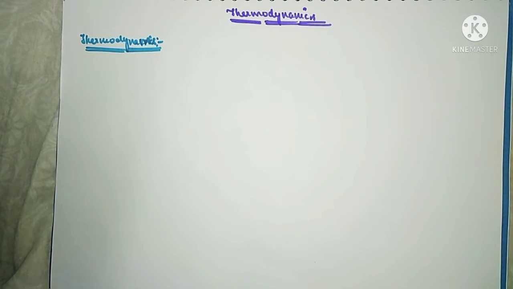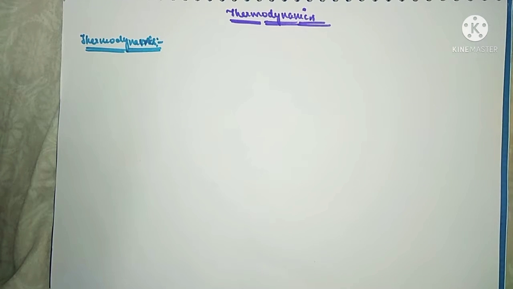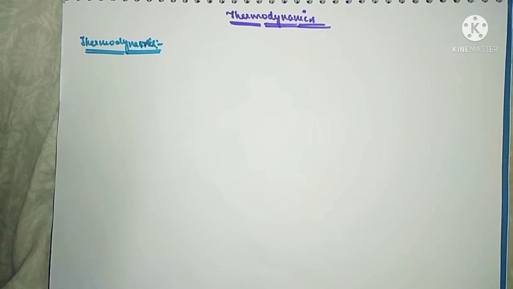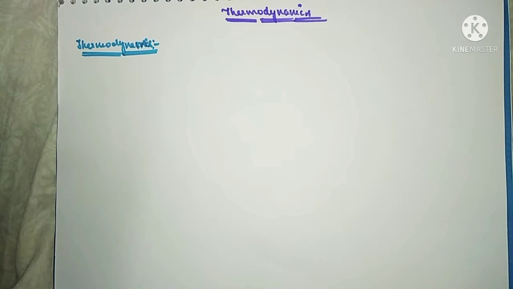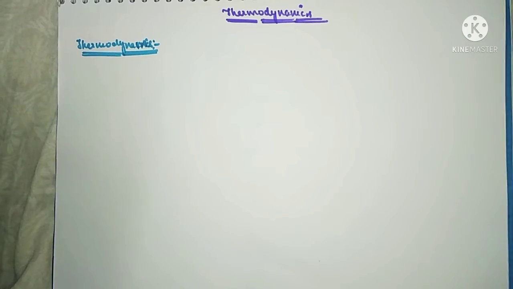So in this video we're going to learn about the next chapter, that is thermodynamics. And in this first part of the video we're going to learn only some basic concepts of thermodynamics. Thermodynamics is the branch of chemistry which deals with the interconversion of various forms of energy. It also gives the feasibility of the reaction, but it cannot give the rate of the reaction.